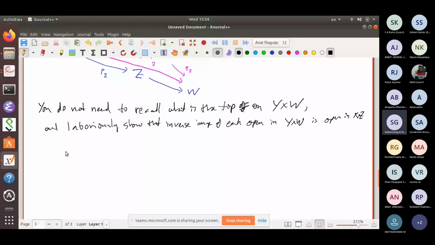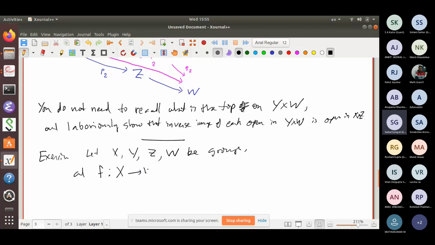Advantage of a proof by arrows is, if I now give you a second exercise, let X, Y, Z, W be groups, and F, X to Y, and G, Z to W be group homomorphisms.